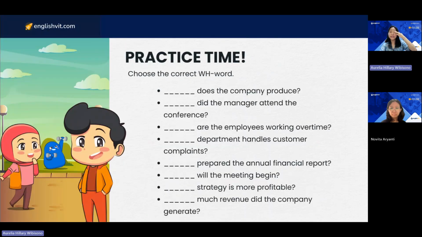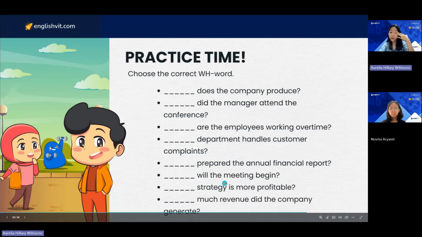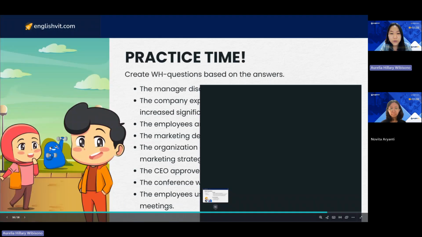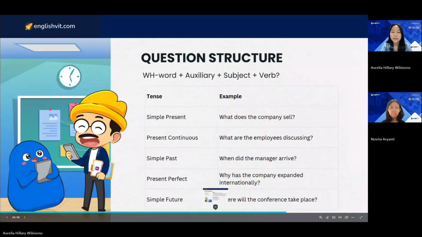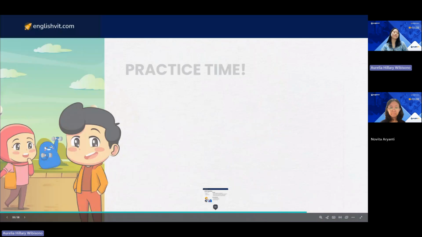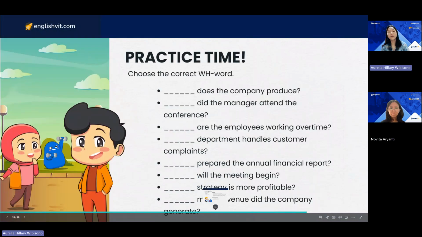Okay, now practice time. Choose the correct WH word for each fill in the blank. Wait, let me check. How many practice items do you have? One, two, three. Okay. Let's try with this one. Practice time. Choose the correct WH word. Starting from number one.